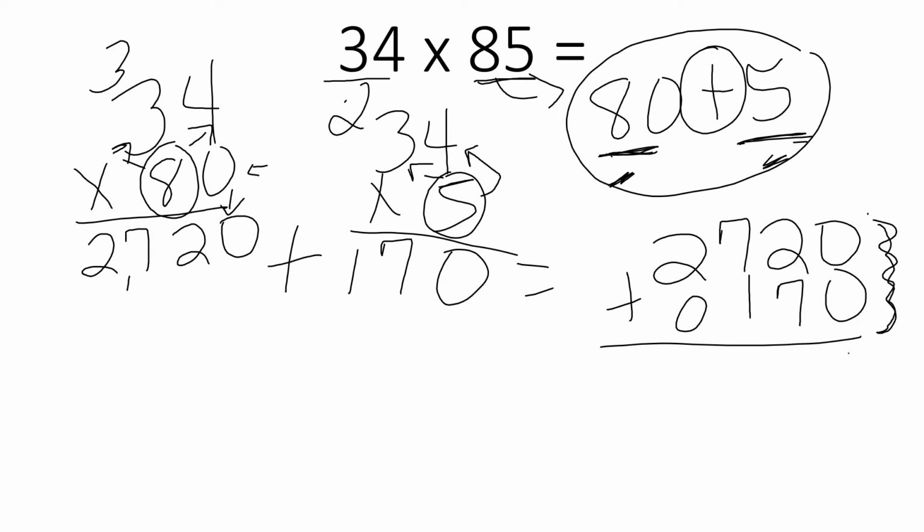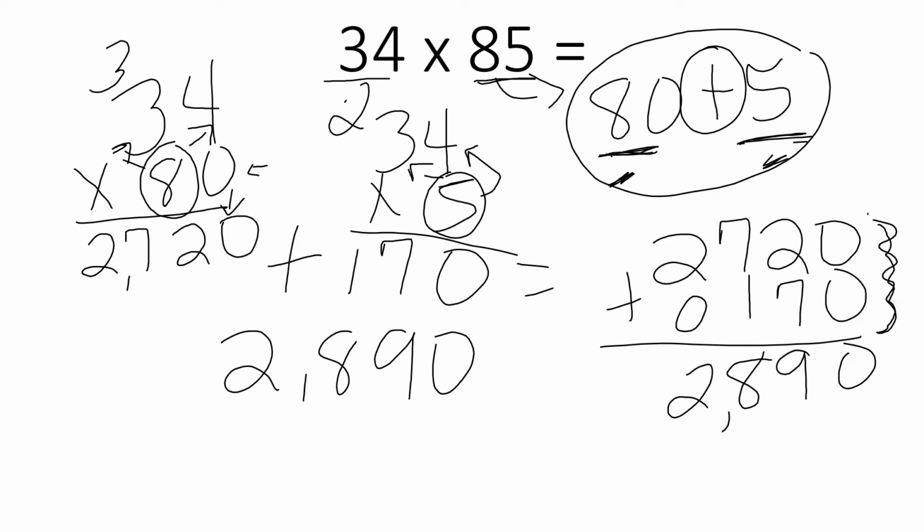So 0 plus 0, 9, 8, and 2. And don't forget, a comma goes after every 3 digits. So my final product for this problem would be 2,890.